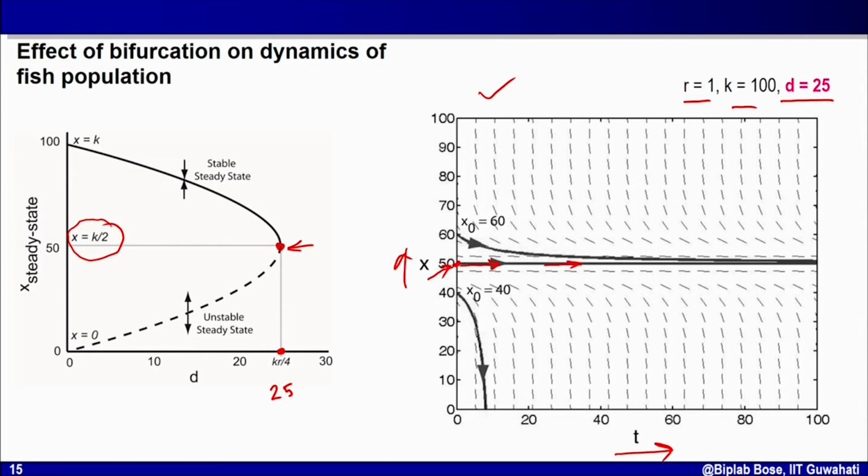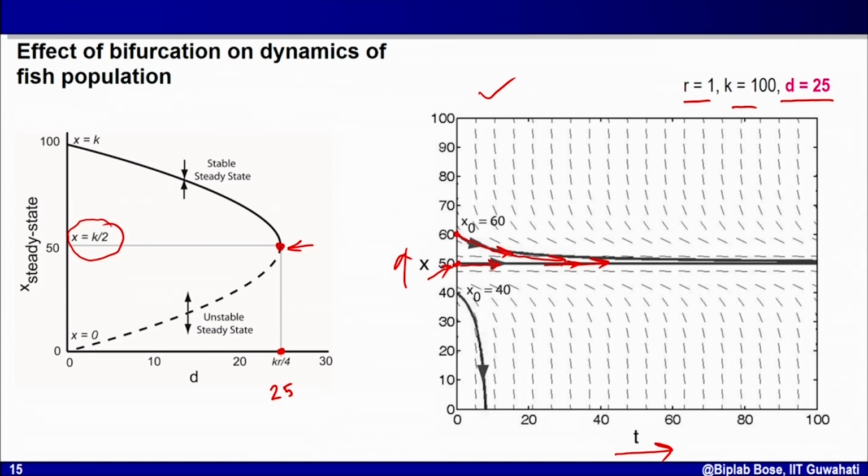If I start with slightly higher value, that means I am starting with a number of fish bigger than 50, the steady state value, say 60, then my trajectory in the direction field is saying that with time that will decrease and eventually I will reach 50, the steady state, and then with time it will be stable there.